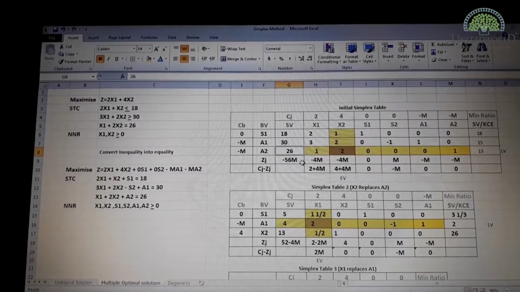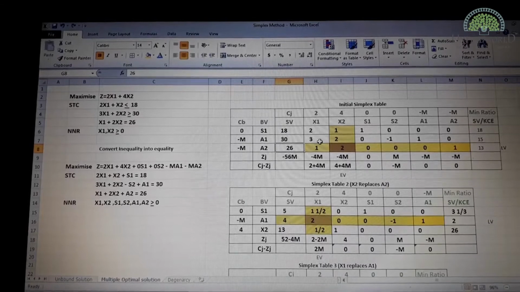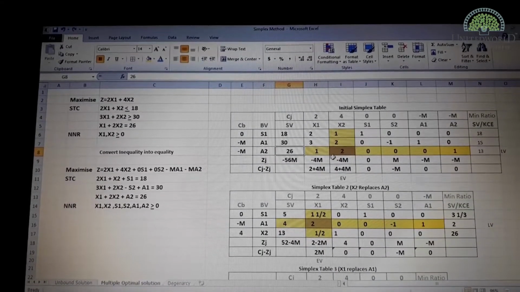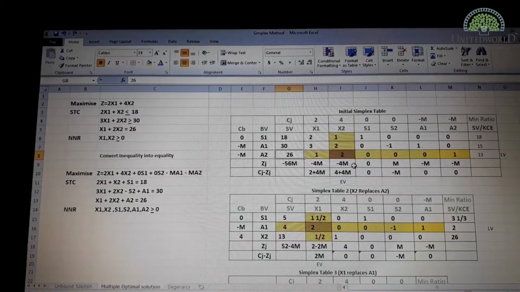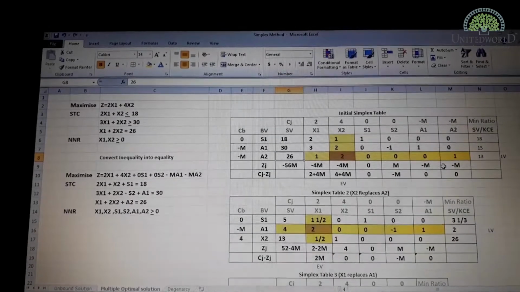The same thing is repeated for the rest of the columns. Over here it would be 2 into 0, minus 3m, minus m, which makes it minus 4m. The next column is also minus 4m. The next column is 0, m, minus m and minus m.